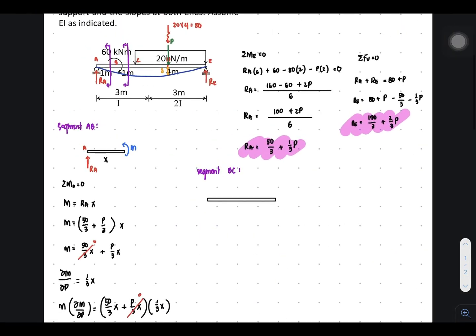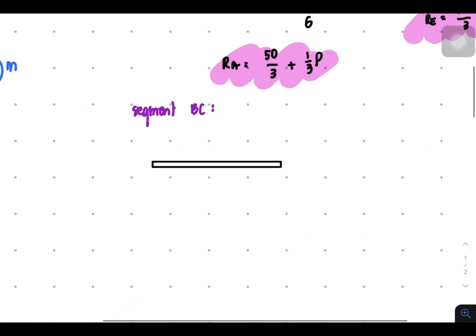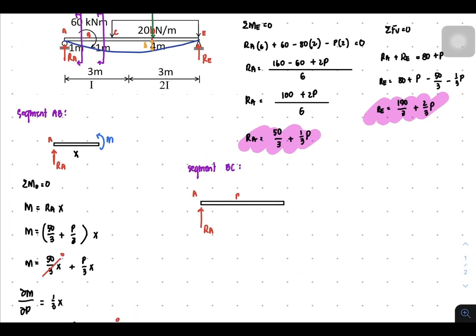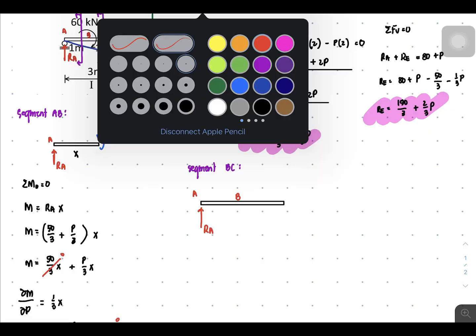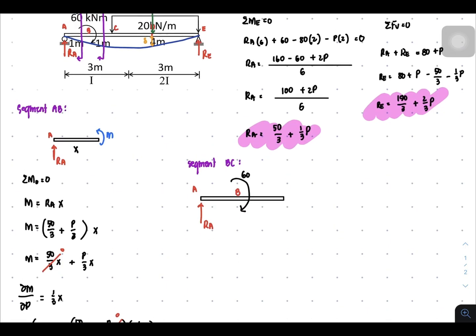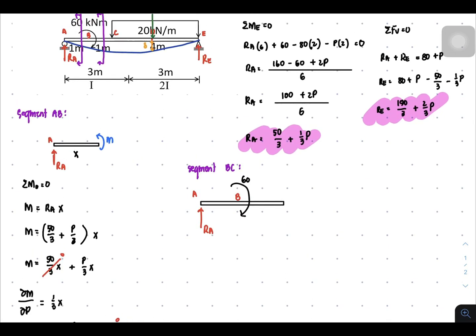And we'll set the boundary. This is point A, so therefore we have RA there. Then we also have point B, so therefore it has a moment load, and the direction is clockwise, and this is 60. And this point from A to B is no longer x, but rather 1 meter. And from point B to the point of cutting, it's now set to x.